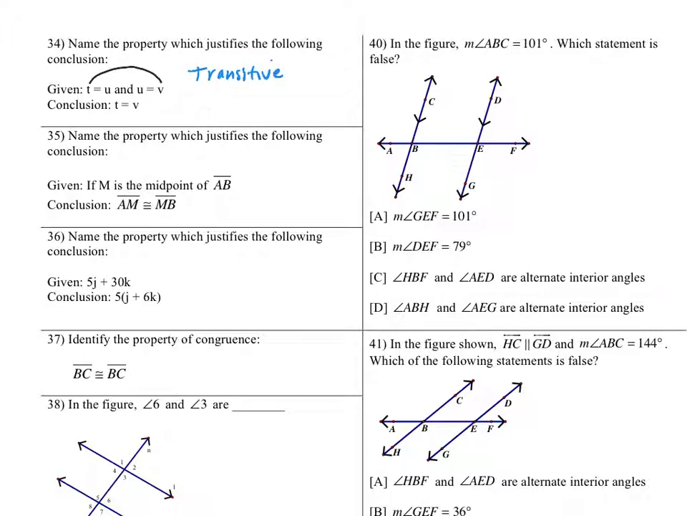Number 35 says, name the property which justifies the following conclusion. So it's given that M is the midpoint of AB. If we draw a picture, here's AB with M as the midpoint, then our conclusion is that line segment AM would be congruent to line segment MB. And that's true by definition of midpoint.